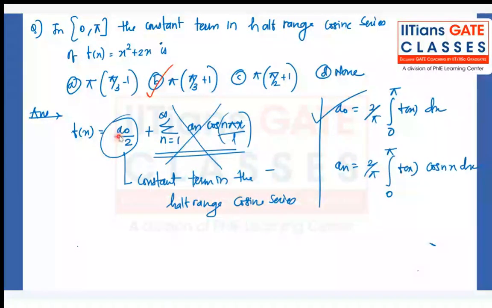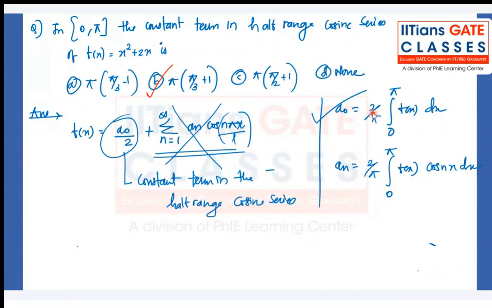So the constant term in the Fourier series, or especially in this case, they are asking about the cosine series, is a naught by 2. So what is the ask in this question? The constant term in the half range cosine series of a function means: if you write the Fourier series, the half range cosine series, what is the constant term? And that is a naught by 2 only. So this is the constant term in the half range cosine series.